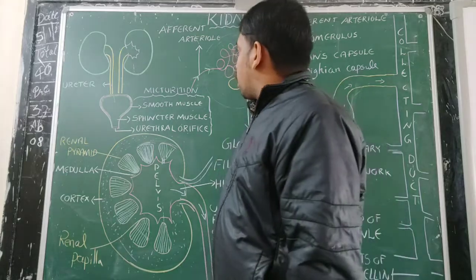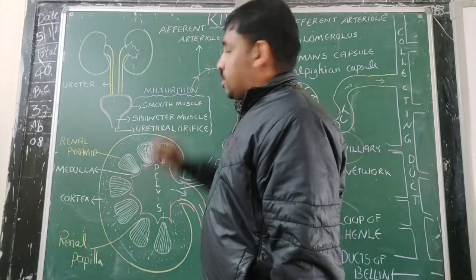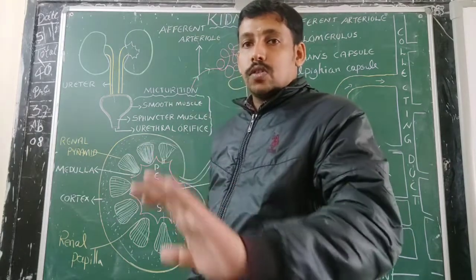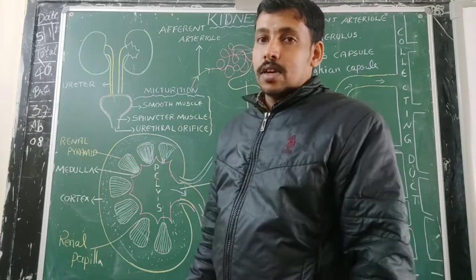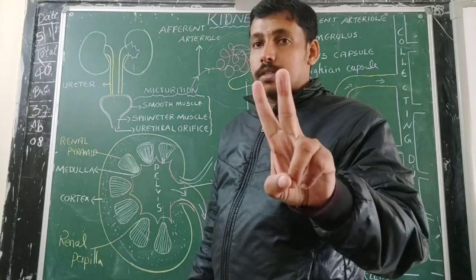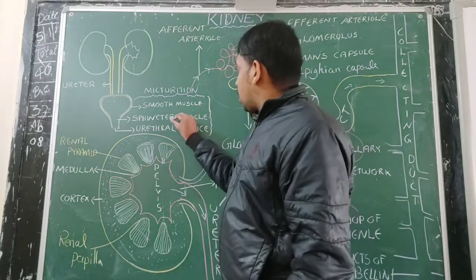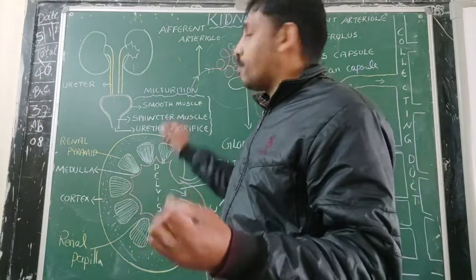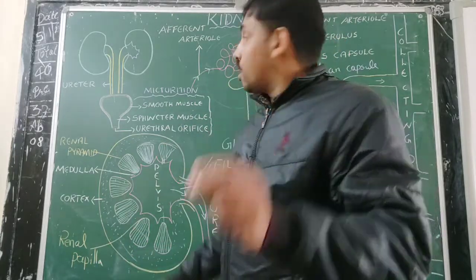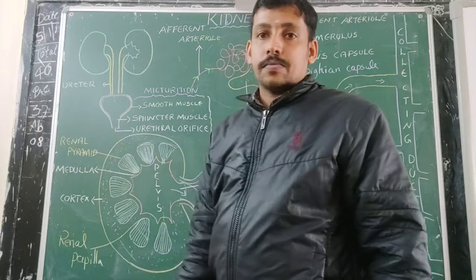Okay. And what about micturition? It is nothing but the process of discharging urine from our body. Two muscles, the smooth muscles as well as the urethral sphincter, or the sphincter muscles of the urinary bladder, are involved in micturition.